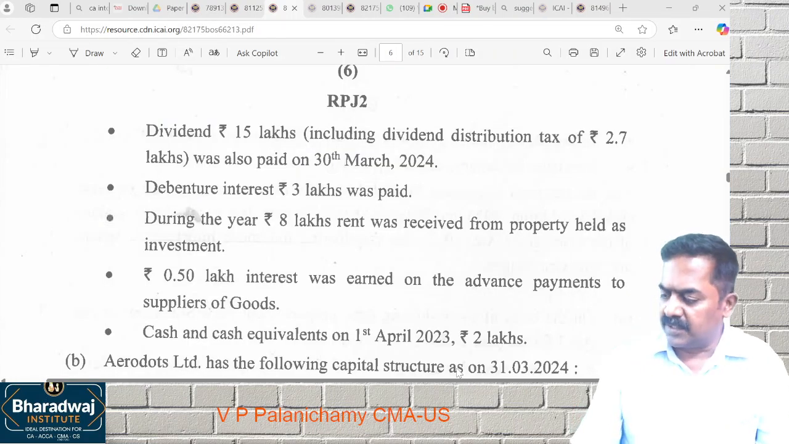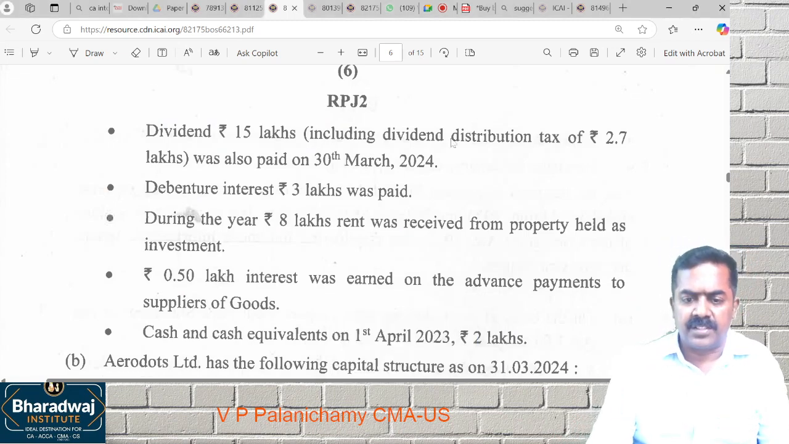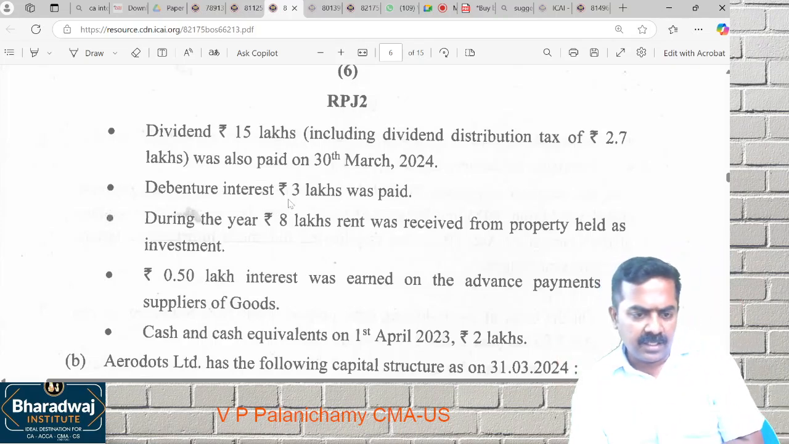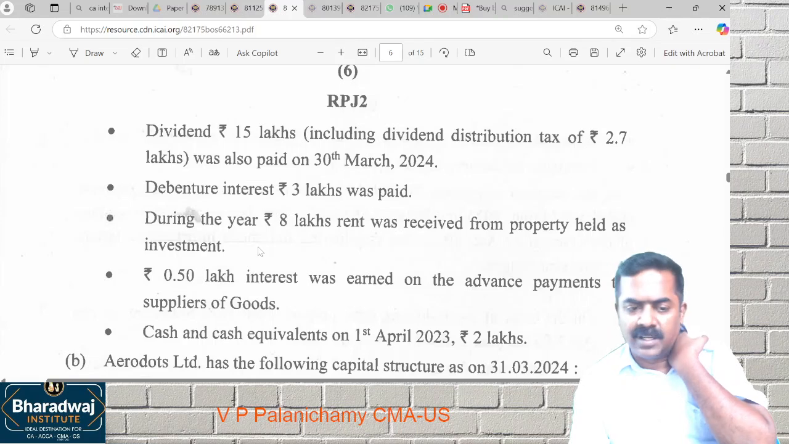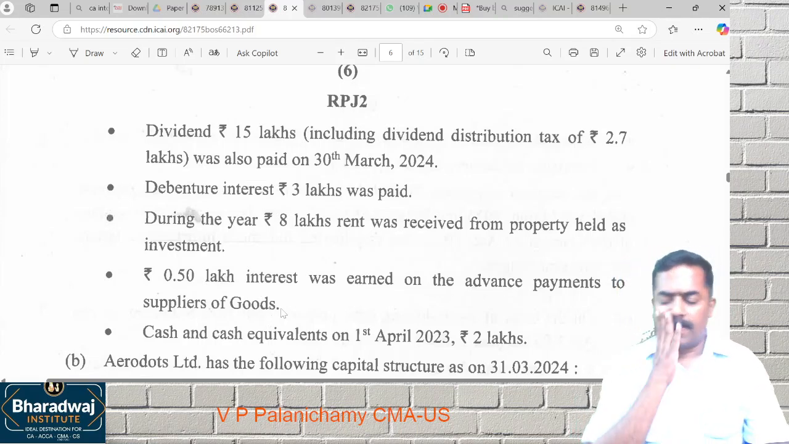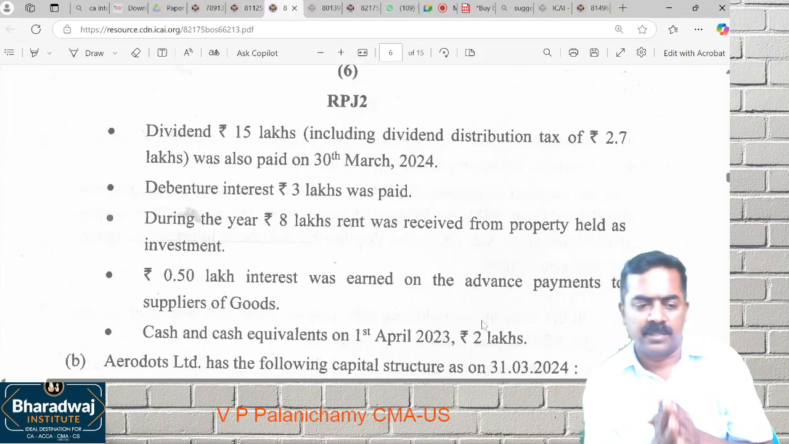Consider this also. Dividend 15 lakhs, including dividend distribution tax of 2.7 lakhs, has been paid. Debenture interest 3 lakhs was paid. 8 lakhs received as rent on property held as investment. It will come in which activity? Investment activity. 0.5 lakhs interest was earned on an advance payment to supplier of goods. Then cash and cash equivalents at the beginning of the year are given.